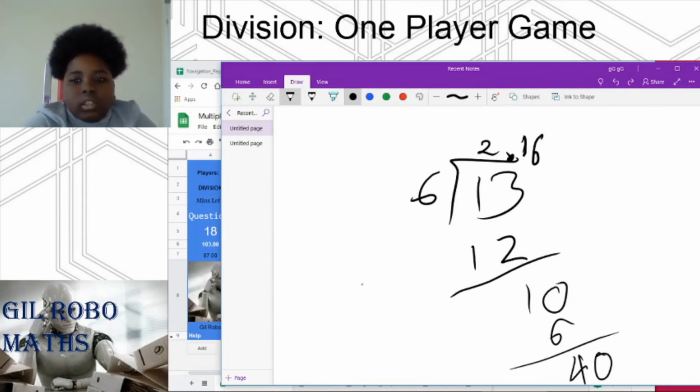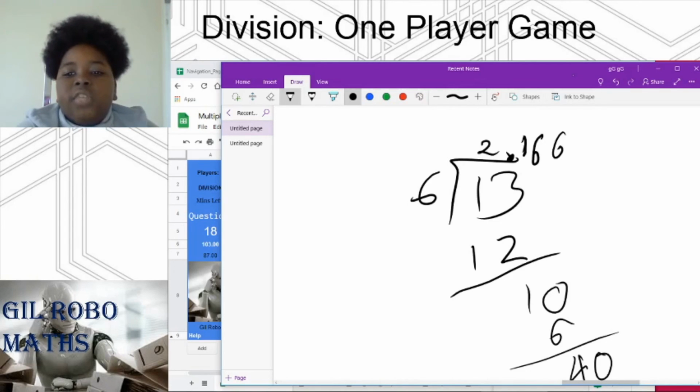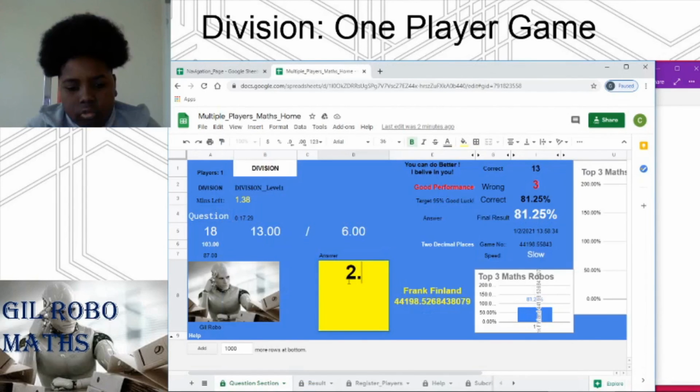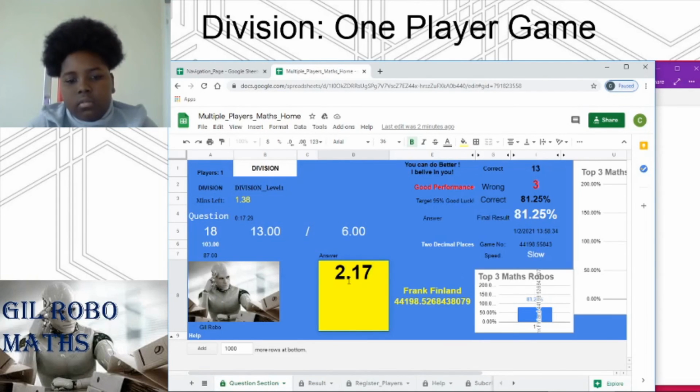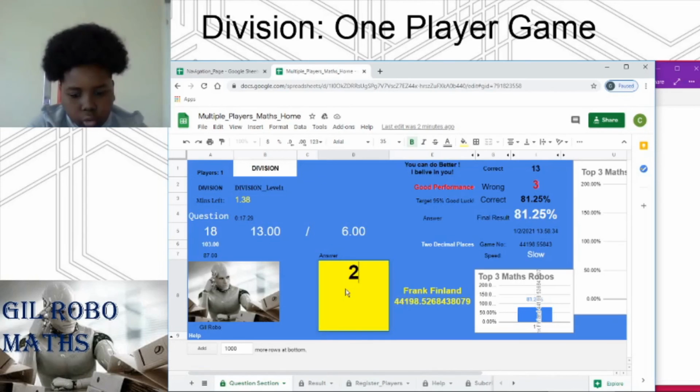So, we've done it 3 places now. We look at this last number, it's 6, so it's rounding upwards. So you give this one more, that means our answer is 2.17. We got it right.